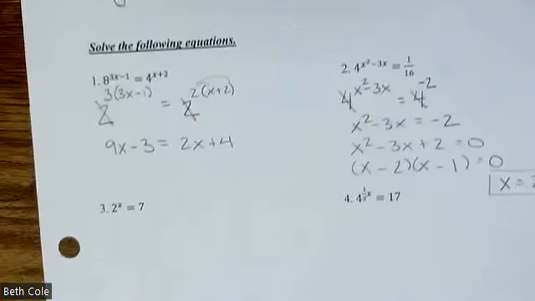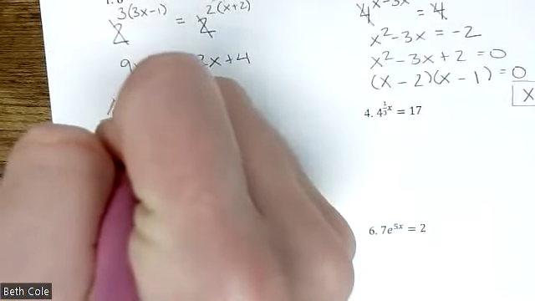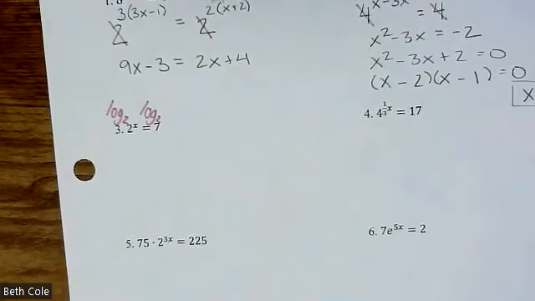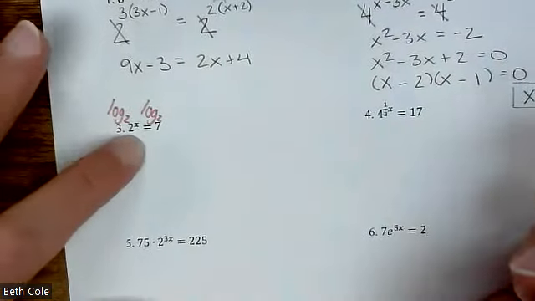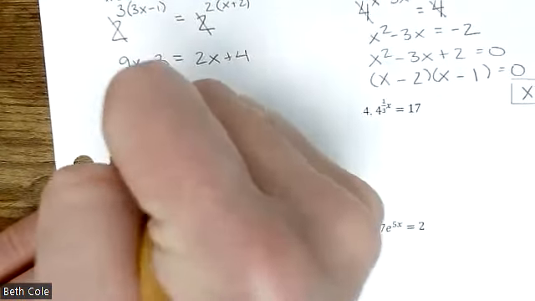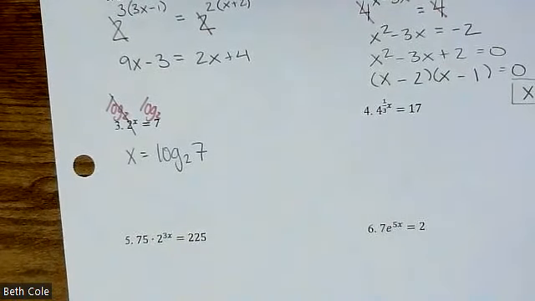Okay. So for this one, do you see how that's a base 2? You are going to log base 2 both sides. What you do to one side of the equation, you do to the other. And what happens is that'll cancel that out. The log base 2 and the exponential base 2 cancel. So you get x equals log base 2 of 7. And I'm going to show you how to type that in the calculator.